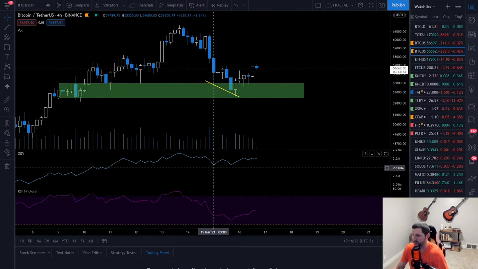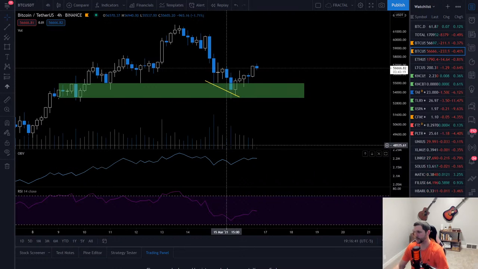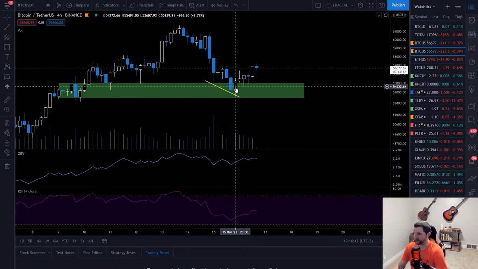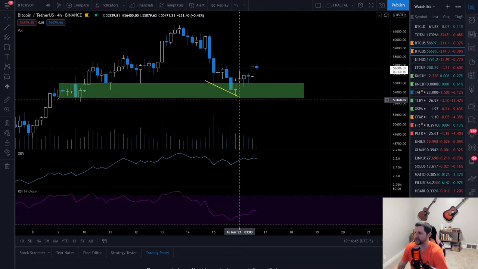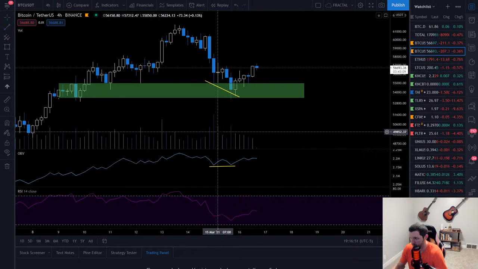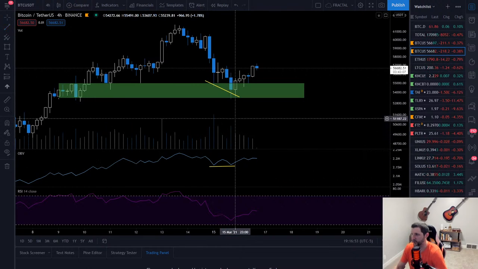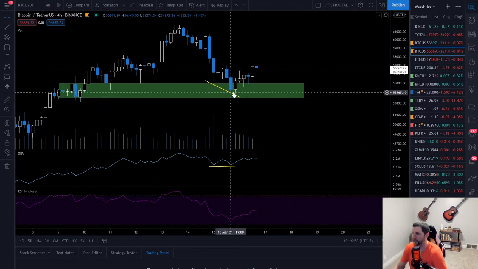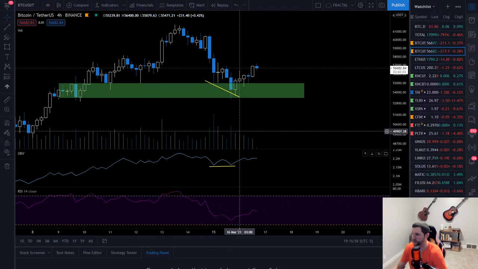I don't have any divergence anywhere, so I don't really have confirmation for a safe trade. But what happens here is we drop into this zone again. We have some nice lower wicks, and I have bullish divergence. So if this is all I know, and I don't know anything else about trading, I can take a trade here once we have this bullish divergence, okay?